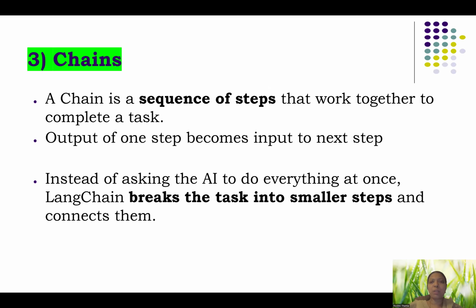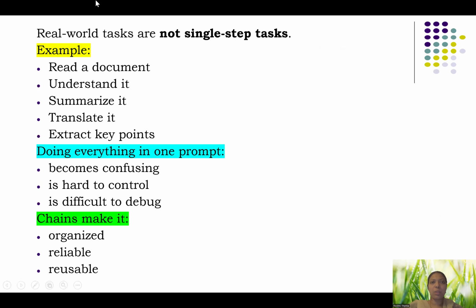So a chain is a sequence of steps that works together to complete a task. The output of one task can be the input to the next task also. Instead of asking AI to do everything at a stretch, we are going to break the task into smaller steps and connect them. That's what a chain is.